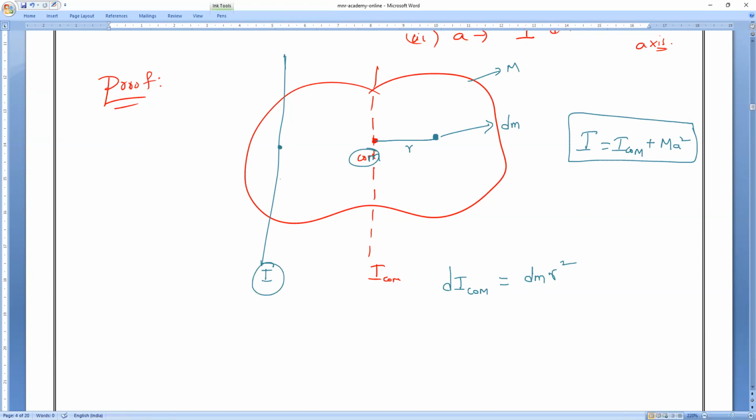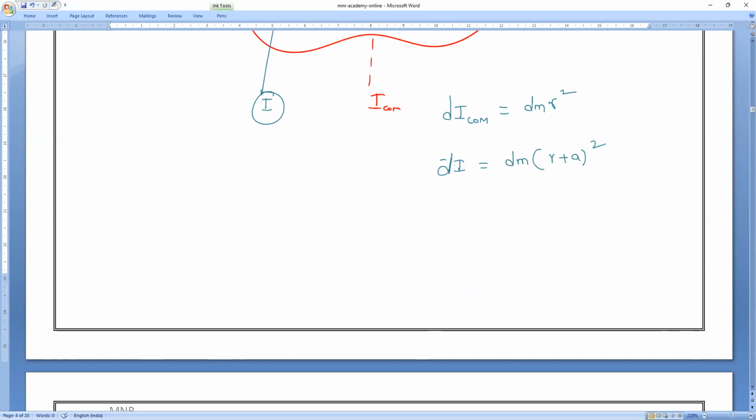Now, what is the moment of inertia of this from the axis of rotation? This distance is a and this distance is r. What is the moment of inertia from the axis of rotation? It equals dm into (r plus a) whole square. Will you all agree with me? Yes, sir. That is it. So this is for one particle.